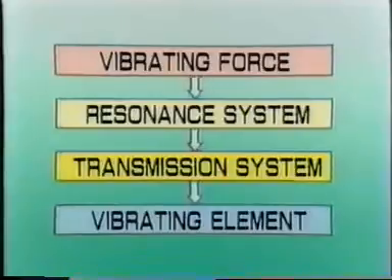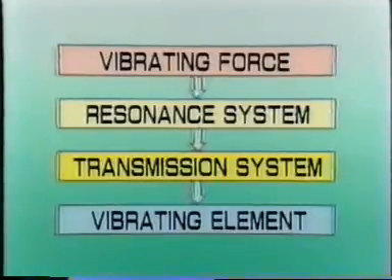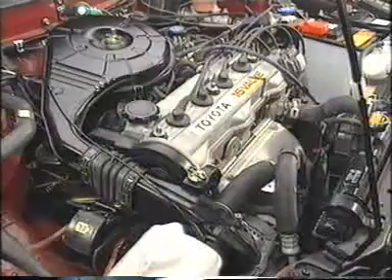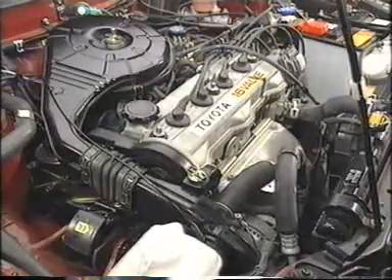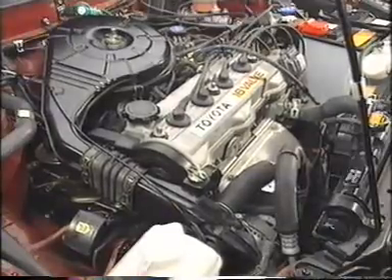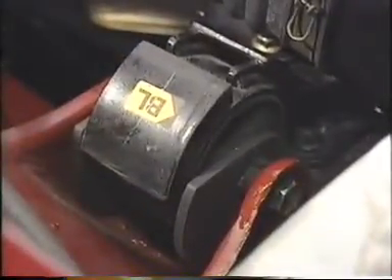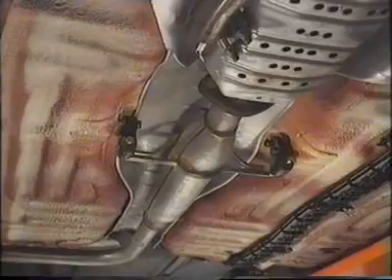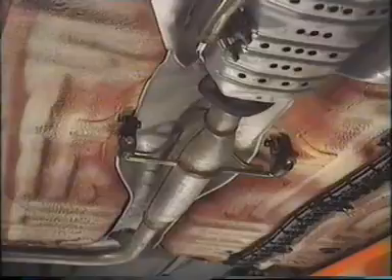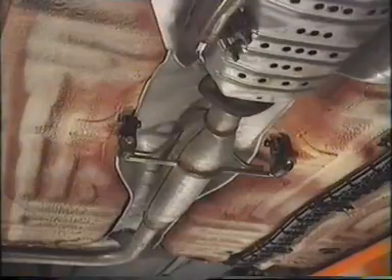The third way to prevent resonance is by modifying the transmission system. For example, rubber or other vibration-suppressing material is inserted between the engine and the body to prevent vibration from being transmitted to the body. Rubber O-rings are also used between the exhaust pipe and the body for the same purpose.